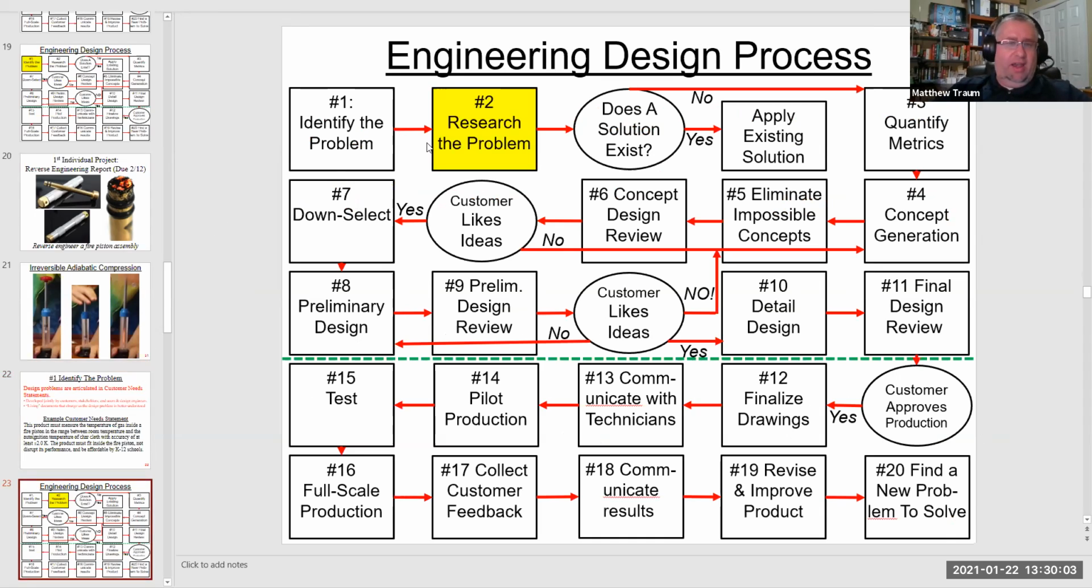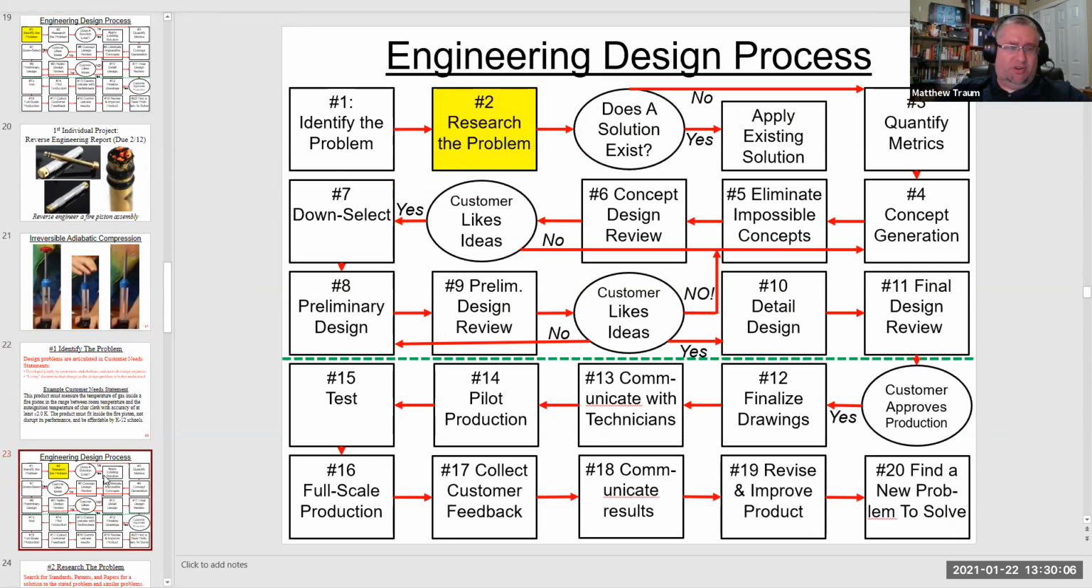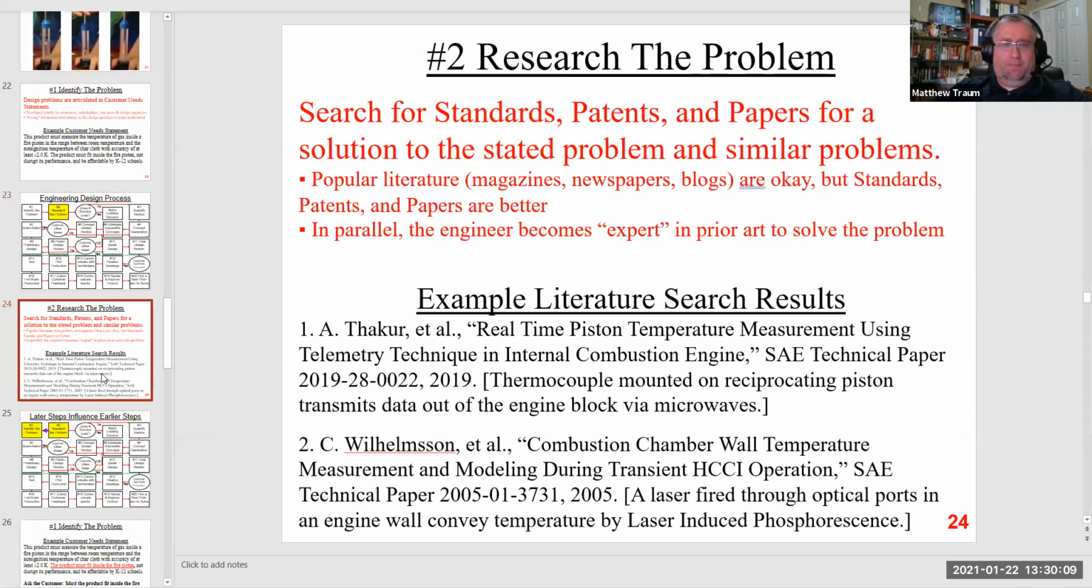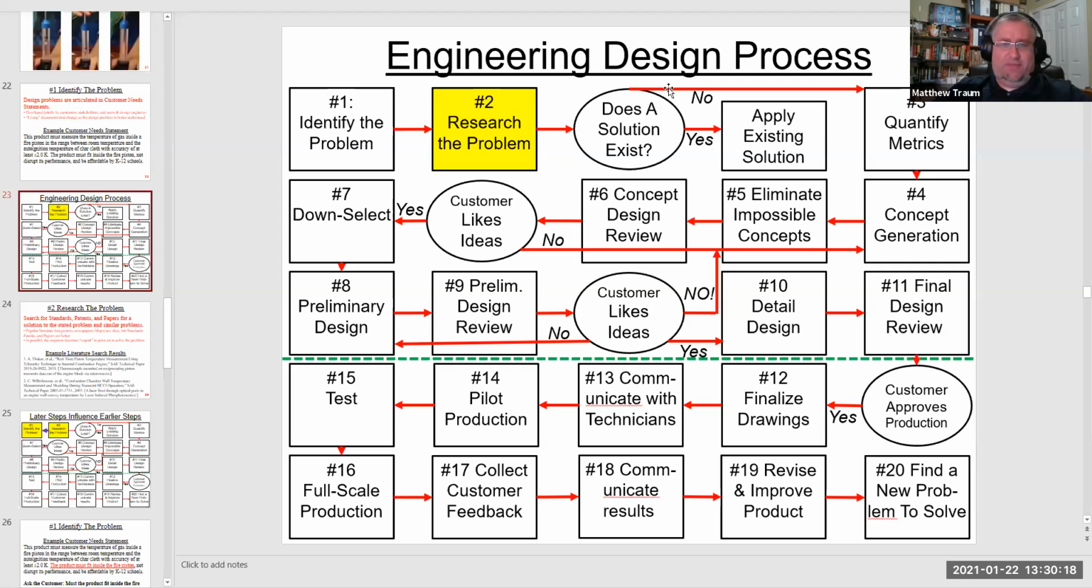We now move on in this example to step number 2, which is to research the problem. When you guys begin to research the problem, what you're ultimately looking for, if you look back at this first decision point in the design process, is: does a solution exist? Does this thing that solves the problem that's been articulated by the customer in the need statement already exist? And if so, hey, I can just apply that existing solution without having to go through this mammoth design process. I could solve the customer's problem right away with something that already exists. And so that's really what you're looking for.